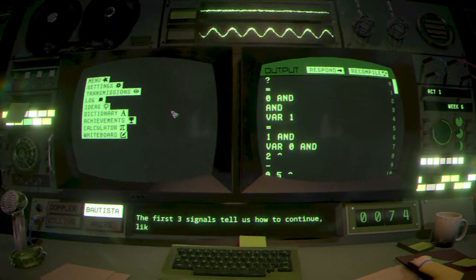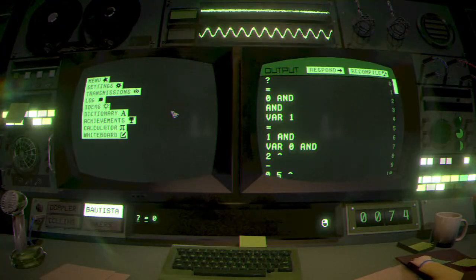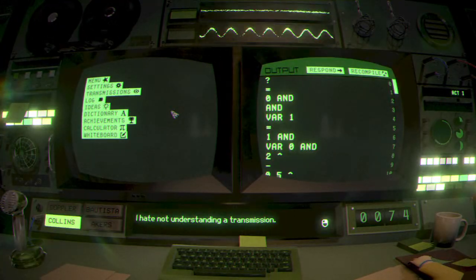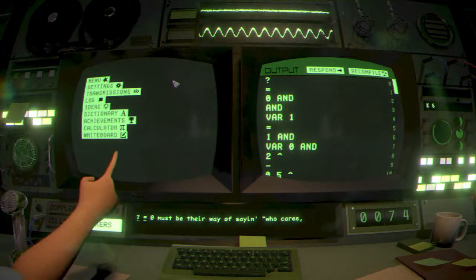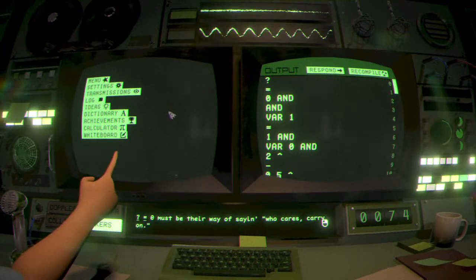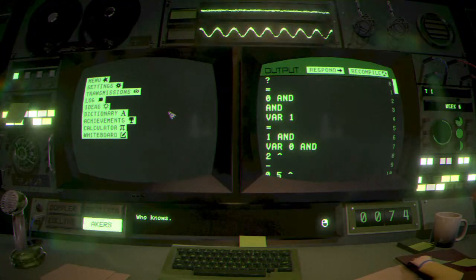The first 3 signals tell us how to continue, like last transmission. Question mark equals 0. I hate not understanding a transmission. Me too, but the meteorite's giving us the go-ahead, right? Question mark equals 0 must be their way of saying, who cares, carry on. I suppose, but why include a transmission to skip in the first place? Who knows?